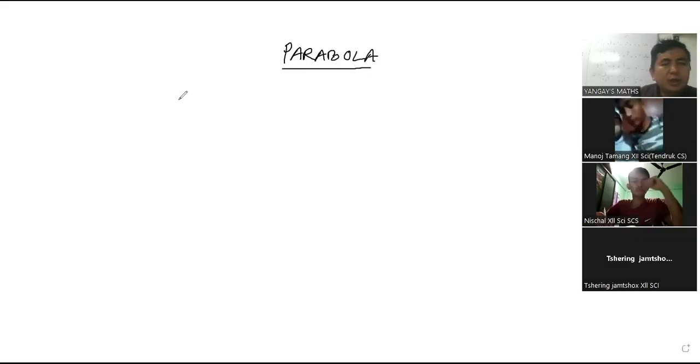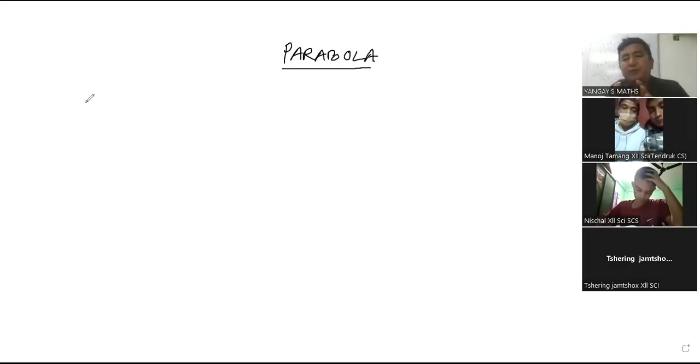The thing we are going to learn here is the parabola. We have 4 different types. One is concave right, one is concave left, another one is concave up, and another one is concave down. That you have to remember.